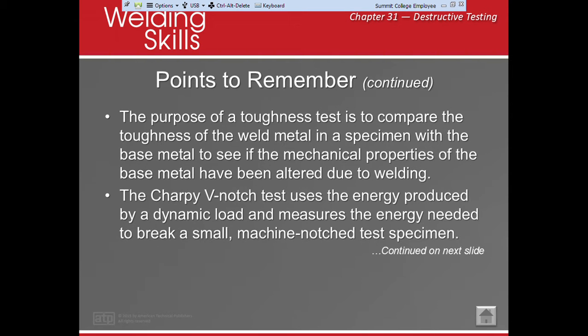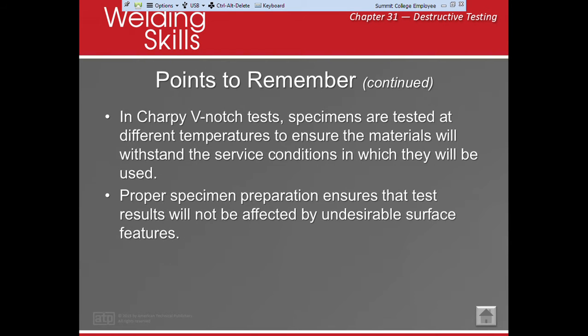The purpose of a toughness test is to compare the toughness of weld metal in the specimen with maybe the base metal, to see if the mechanical properties of the base metal have not been altered. Okay, toughness test. Charpy V-notch uses the energy produced by a dynamic load and measures the energy needed to break the specimen. Charpy V-notch specimens have a little V in them, and they're tested at different temperatures so that we can understand how the material will react within a specific service condition.